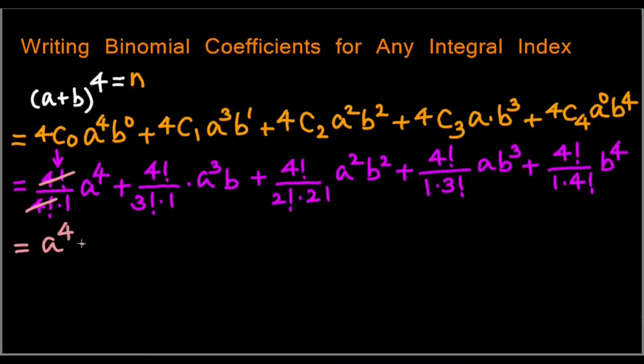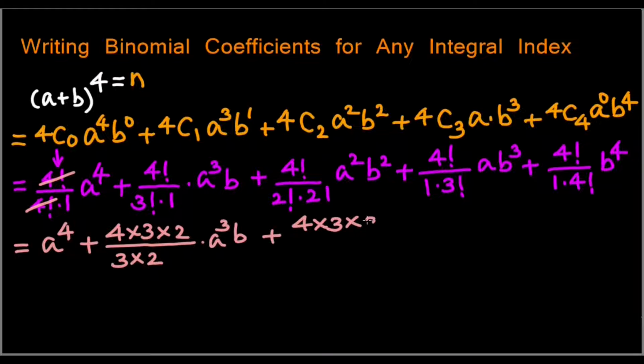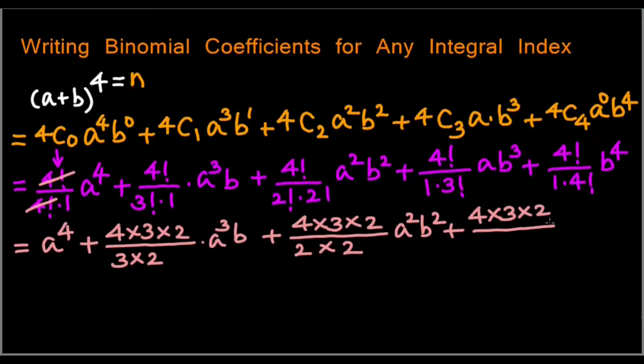So a raised to 4 plus 4 factorial is 4 into 3 into 2, 3 factorial is 3 into 2, a cube b, plus 4 factorial will be 4 into 3 into 2 upon 2 factorial is 2. Again 2 factorial is 2, a squared b squared, plus 4 factorial is 4 into 3 into 2 upon 3 factorial is 3 into 2, a b cube. 4 factorial cancels with this 4 factorial and it will be b raised to 4.